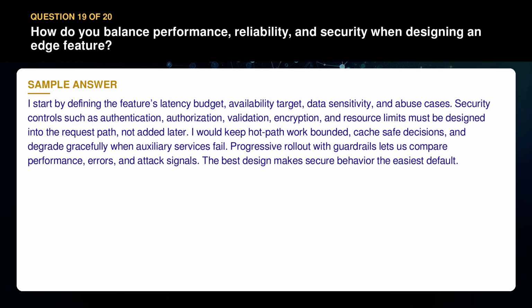I start by defining the feature's latency budget, availability target, data sensitivity, and abuse cases. Security controls such as authentication, authorization, validation, encryption, and resource limits must be designed into the request path, not added later. I would keep hot path work bounded, cache safe decisions, and degrade gracefully when auxiliary services fail. Progressive rollout with guardrails lets us compare performance, errors, and attack signals. The best design makes secure behavior the easiest default.